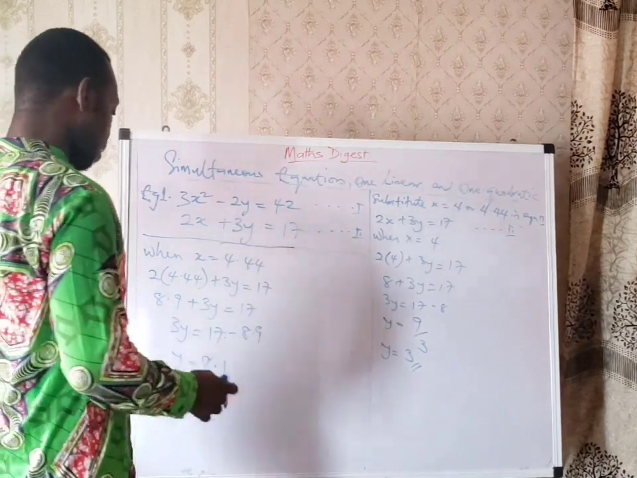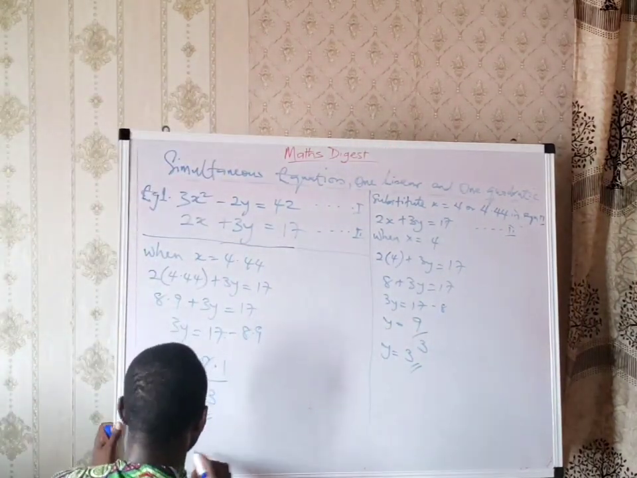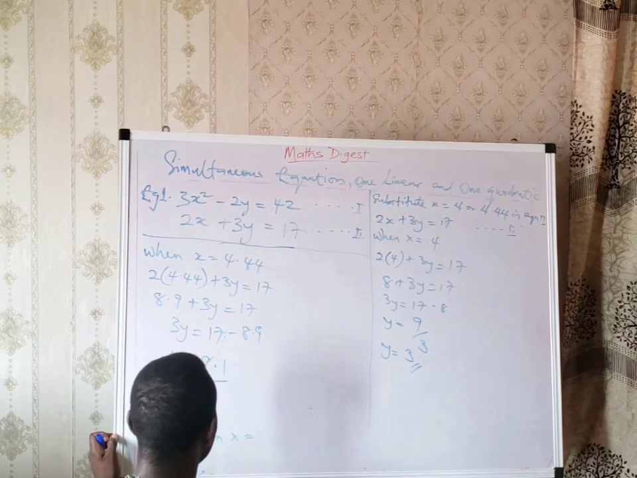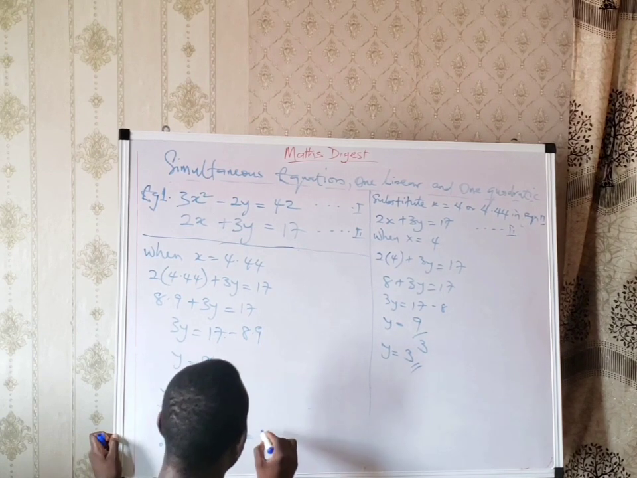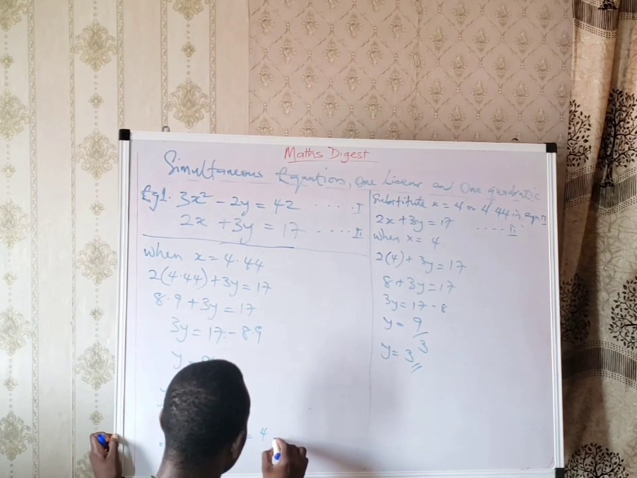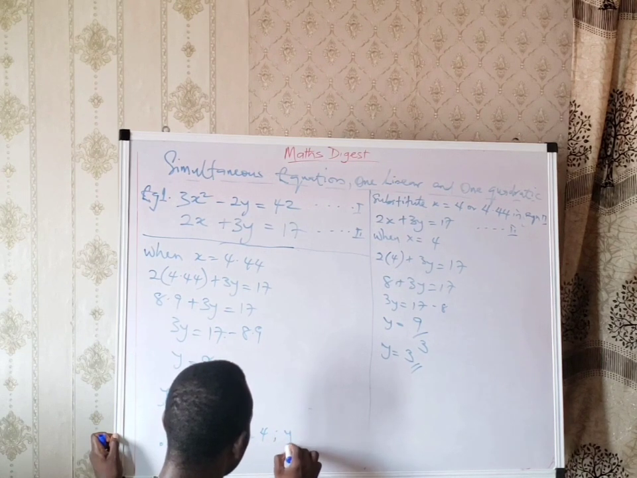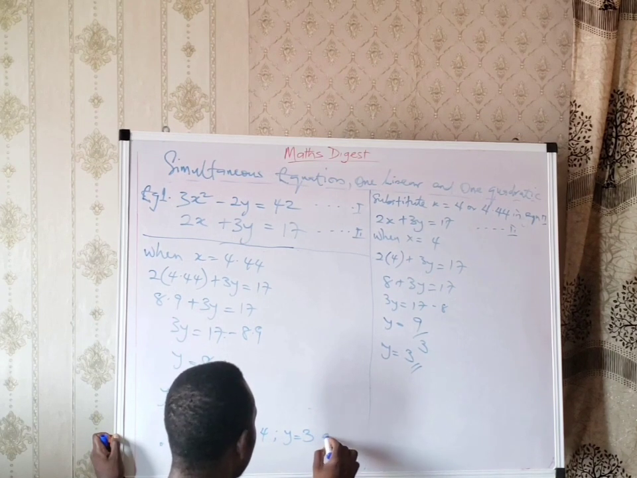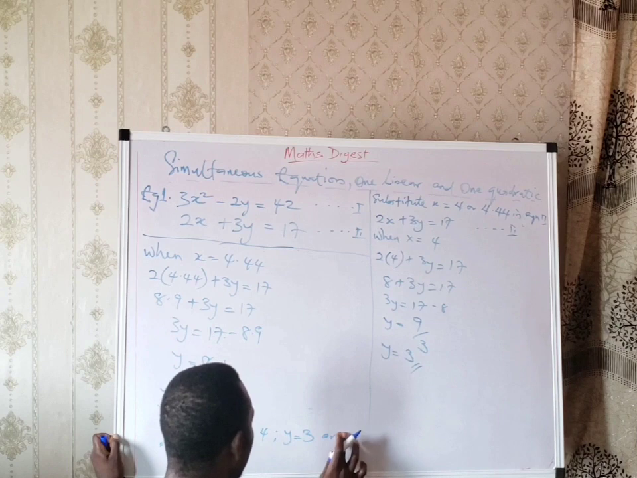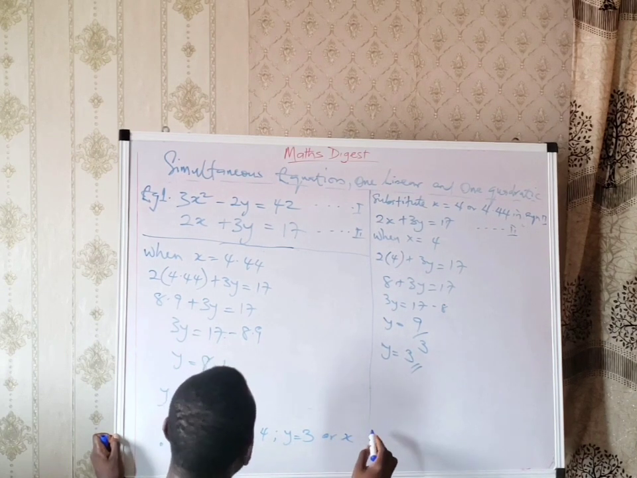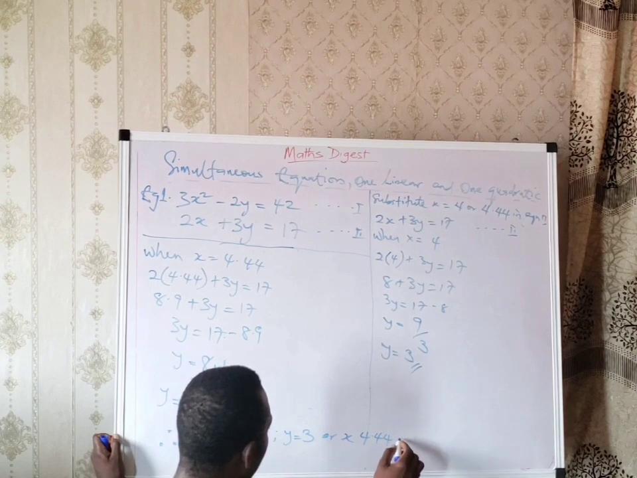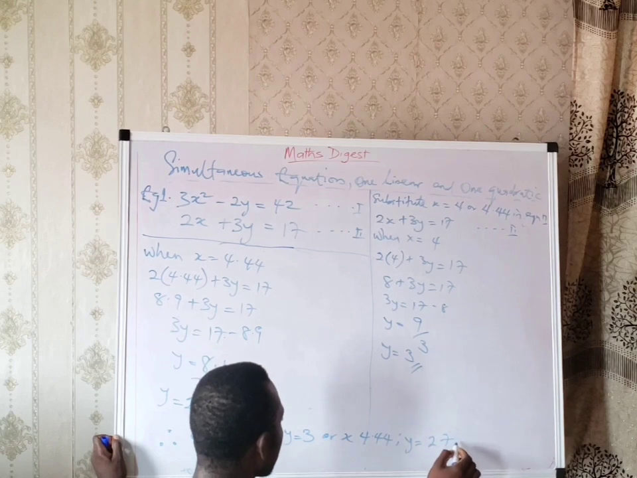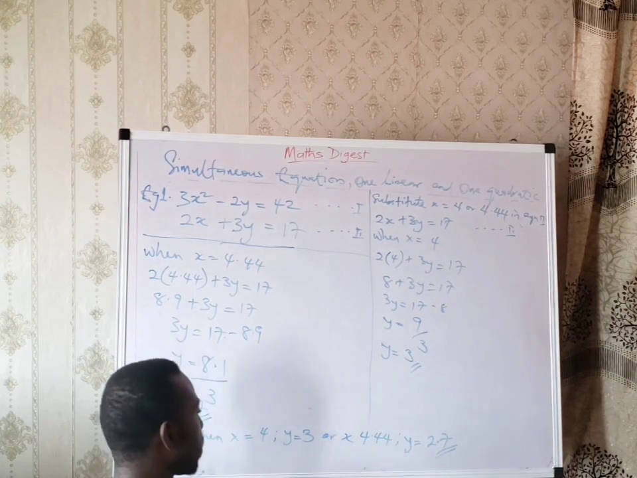So we now have that when x is equal to 4, y is equal to 3, and when x is equal to 4.4, y is equal to 2.7. Okay, so this is the final answer.